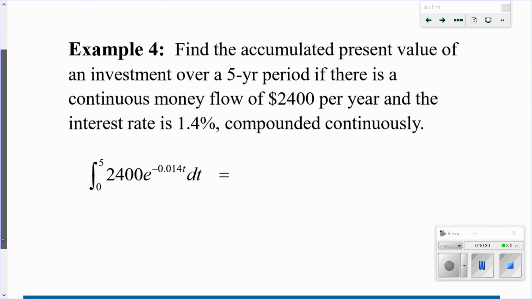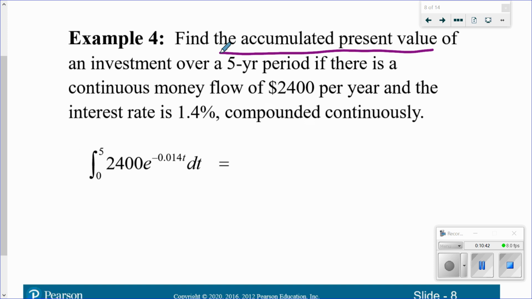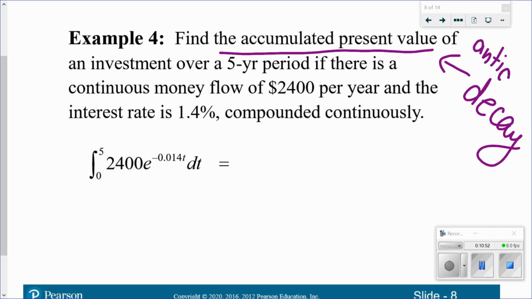Okay, so here's our first example. We are finding accumulated present value. Those are the keywords to know that I need to use antiderivative of the decay function. So antiderivative from 0 to 5, because it's a 5-year period. Continuous money flow is 2,400. We have e, interest rate is 1.4%. So we have negative, because it is a decay function, 0.014 t dt. And let's go ahead and take the antiderivative.